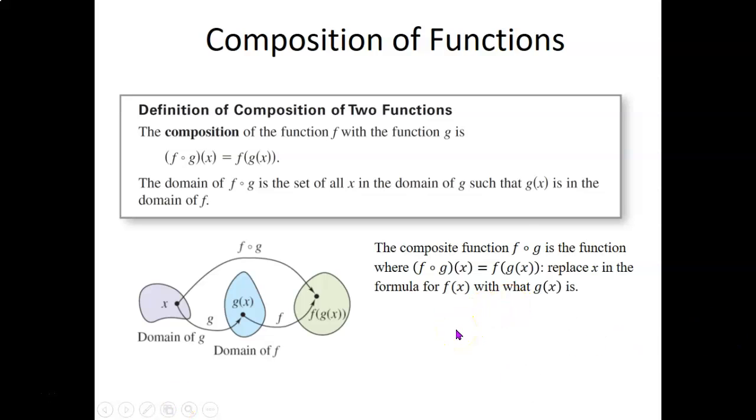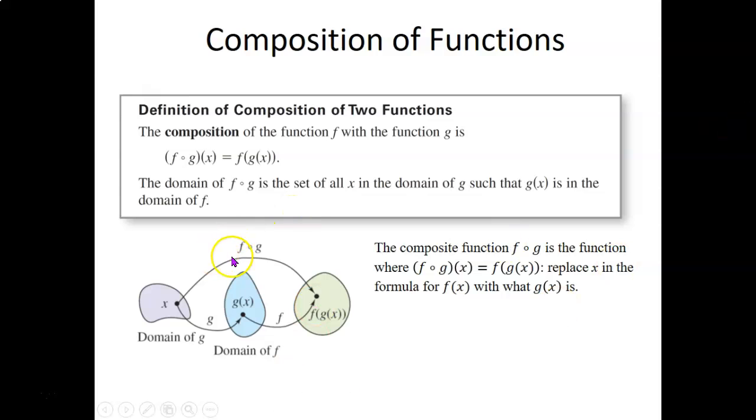So to evaluate f composed with g, you're just calculating f of g of x. So you're taking the formula for f, and you're replacing x in the formula for f of x with whatever g of x is. This is a little complicated when you first encounter it, but eventually it clicks, it makes sense, and we can do it.